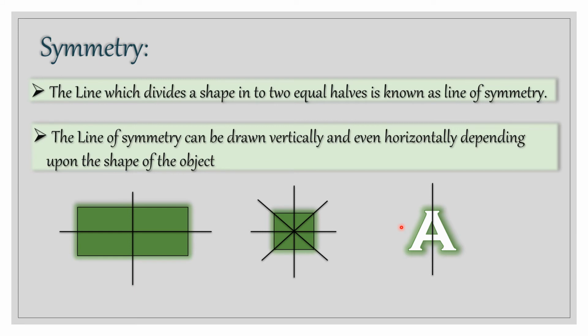Okay, understood children? So a figure which we are able to divide into two equal halves, and the two equal halves are mirror images, then it is a symmetrical figure. And the line which divides the symmetrical figure is called the line of symmetry.